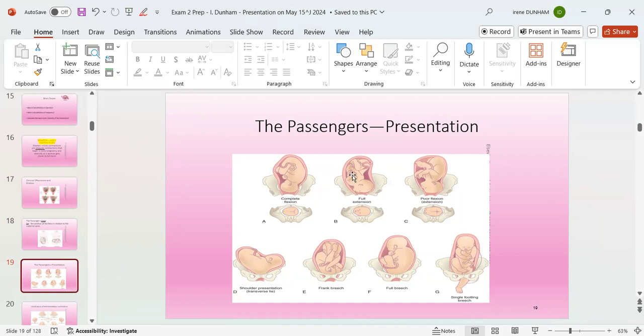This is what we call full extension of the head. And then here is a poor flexion. Poor guy, he's stuck there. Now you have a shoulder presentation down here, and what's presenting in the pelvis, which you can feel when you do a vaginal exam, is the shoulder. And so again, this is a transverse lie. You can see that you can't deliver that baby vaginally. That would be a C-section.